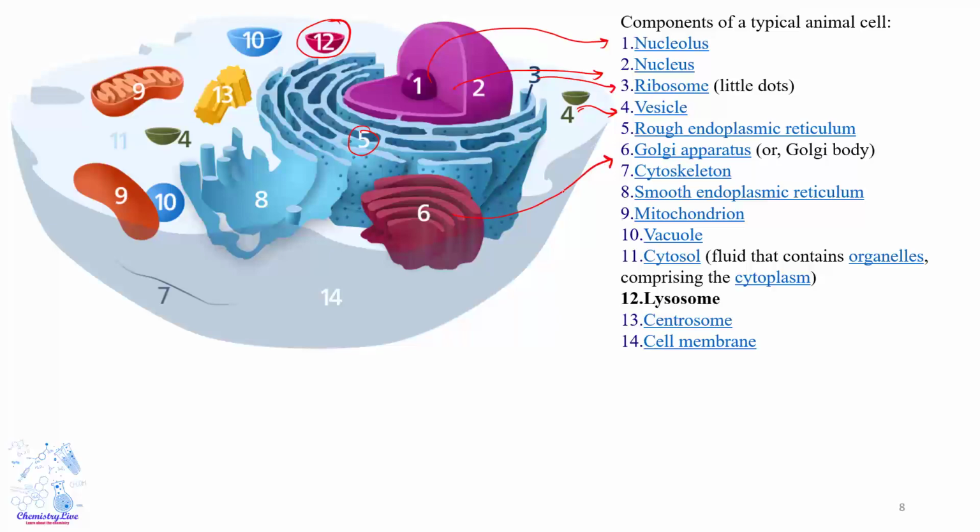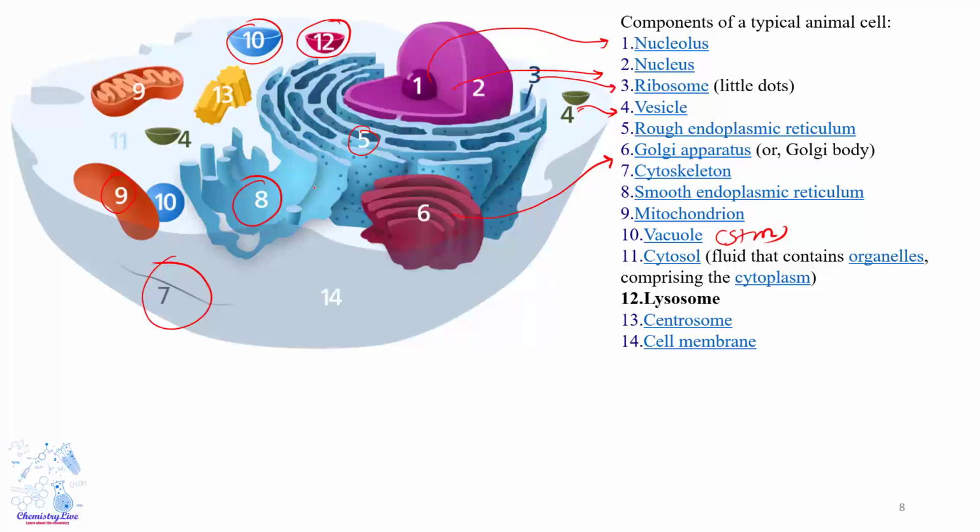Number 7 is the cytoskeleton. Number 8 is the smooth endoplasmic reticulum. Number 9 is the mitochondrion. Number 10 is vacuoles. Vacuoles means stomach, the stomach of the animal cell. That is what we call it in a simple manner.